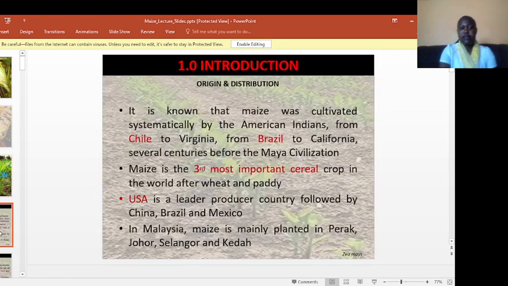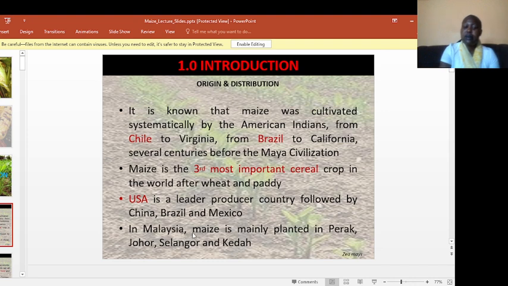And then we look at the introduction, its origin and distribution. It is known that maize was cultivated systematically by the American Indians from Chile to Virginia, from Brazil to California, several centuries before the Maya civilization. Maize is the third most important cereal crop in the world after wheat and barley. USA is the leading producer country, followed by China, Brazil and Mexico.